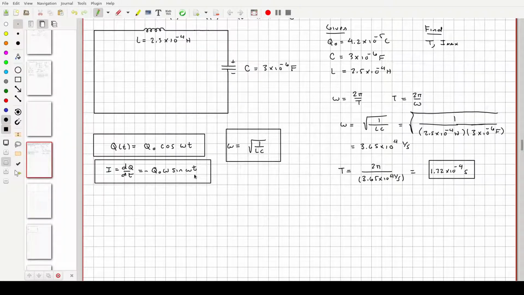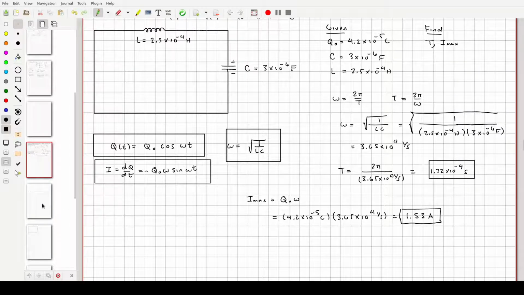Next up, we have the maximum current. Well, again, that's going to happen whenever the argument to our sine gives us a 1 or a minus 1. So really what that means is that I max is equal to Q naught times omega, which would be equal to Q naught, which is 4.2 times 10 to the minus fifth coulombs, times omega, and omega was 3.65 times 10 to the fourth radians per second. So if you do that, let's see, times 4.2 times 10 to the minus fifth, I get 1.53 amperes. So that right there would be your max current.